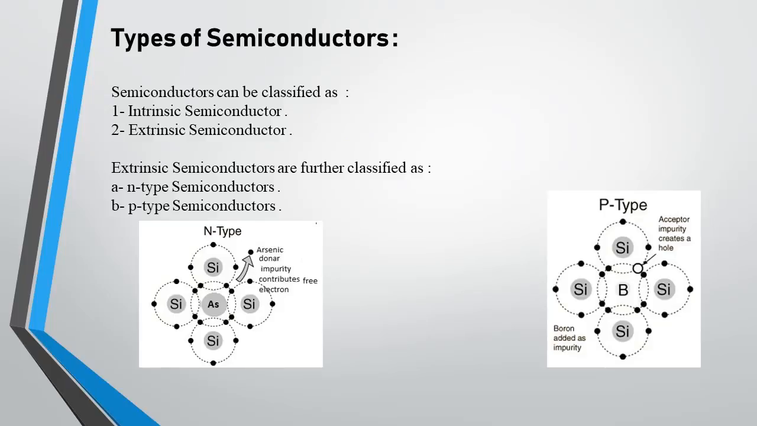Types of semiconductor. Semiconductors can be classified as intrinsic semiconductors and extrinsic semiconductors. Extrinsic semiconductors are further classified as N-type semiconductors and P-type semiconductors. These two types are shown in the figures.